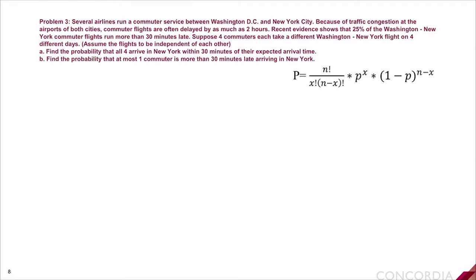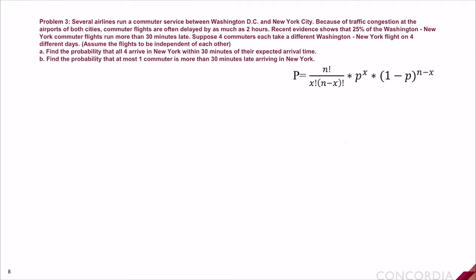Suppose 4 commuters each take a different Washington-New York flight on 4 different days. Assume the flights to be independent of each other. A. Find the probability that all 4 arrive in New York within 30 minutes of their expected arrival time. And B. Find the probability that at most one commuter is more than 30 minutes late arriving in New York.